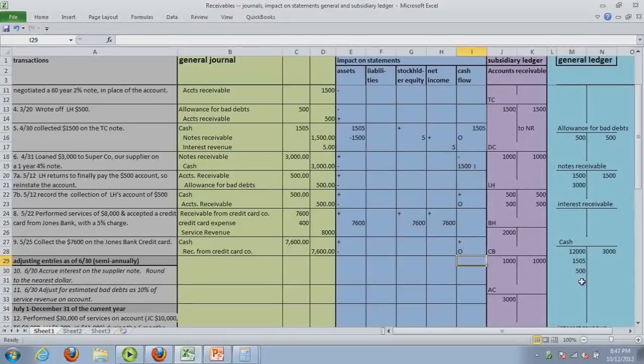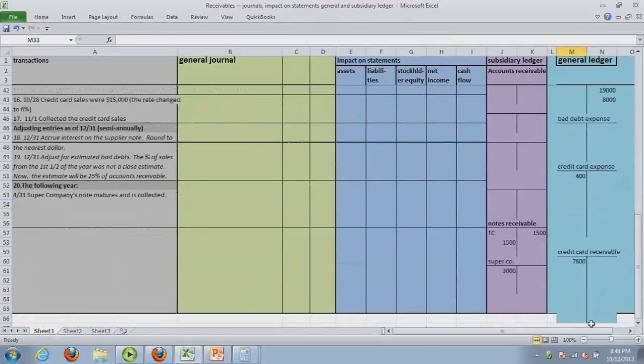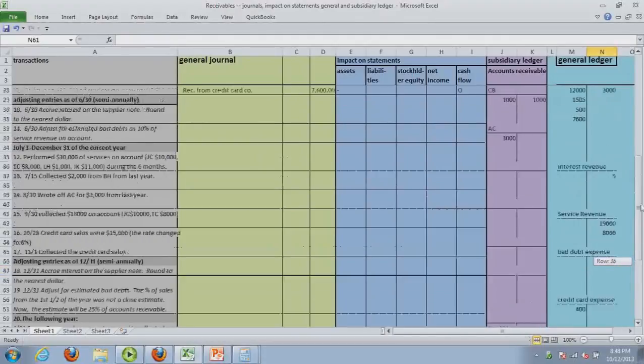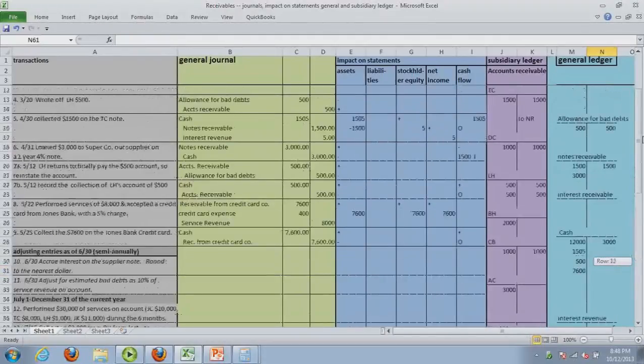So over here, hopefully I've been keeping this up to date. Cash goes up, credit card receivable, which I added down here, goes down, and it's 0. So it's all collected. Okay, and I guess that's good, hopefully.